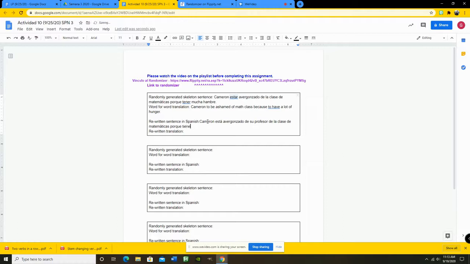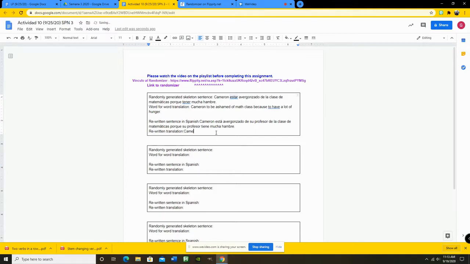Tener becomes tiene. It depends on who is hungry here. If we are meaning that the teacher is hungry, actually it wouldn't even matter in this sentence because profesor and Cameron use the same conjugation, the he, she. Because we're going to say his teacher is hungry. He's ashamed of his hungry teacher. That makes a whole lot of sense. But for the purpose of this assignment, it's supposed to be silly anyway. Porque su profesor tiene mucha hambre. So you're filling in the gaps of information.